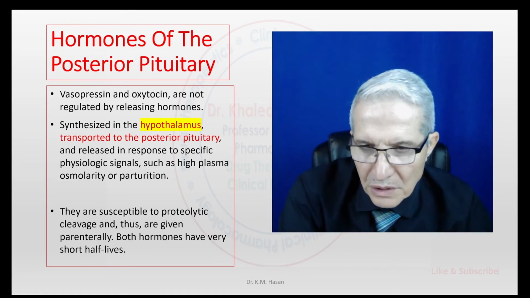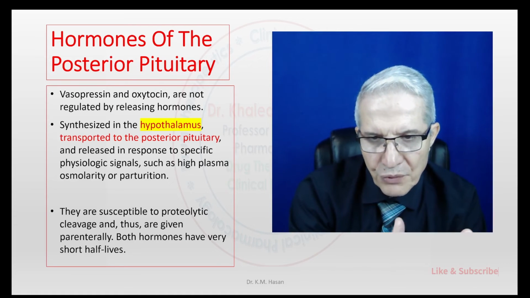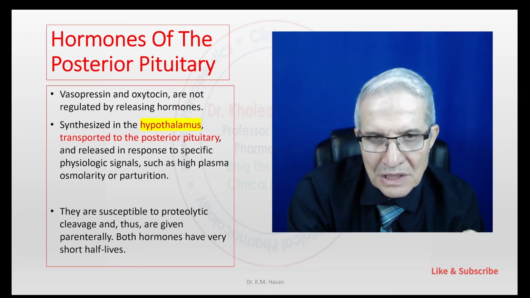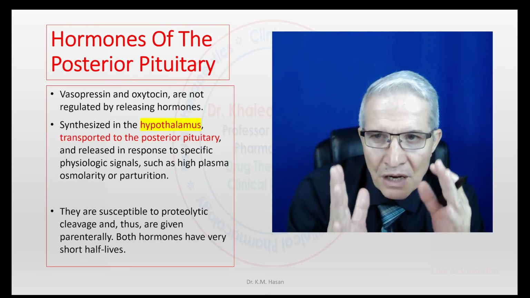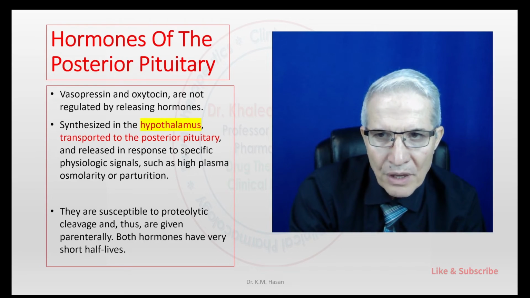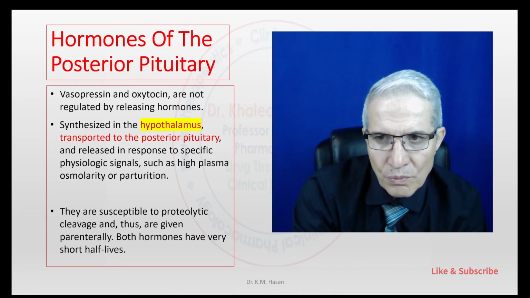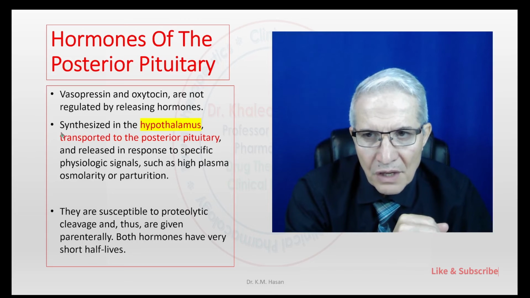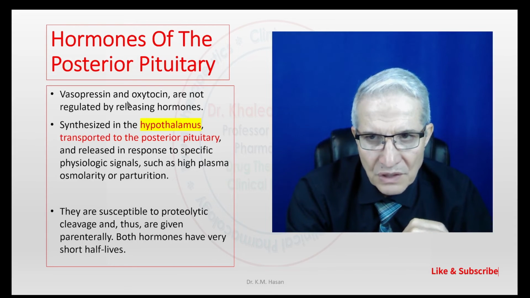Okay, we are done with the hypothalamus and the anterior pituitary lobe. We are moving now to the last part of the pituitary gland, the posterior pituitary lobe. We have two main hormones, as you can see here in the graph: vasopressin and oxytocin.